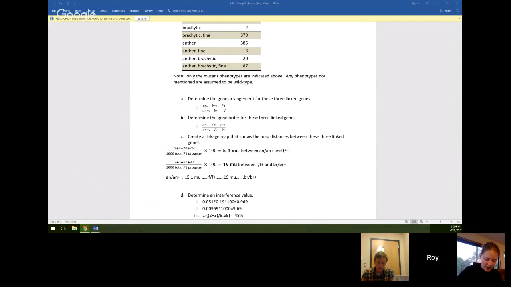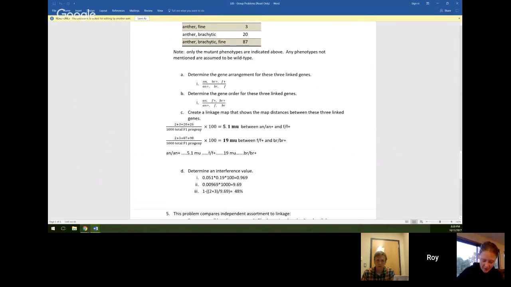And then for the linkage map, AN to F is 19 map units. And then F to BR is 5.1 map units. And then for our interference value, after doing the math that's been previously explained, you get 0.484 or 48.4%.